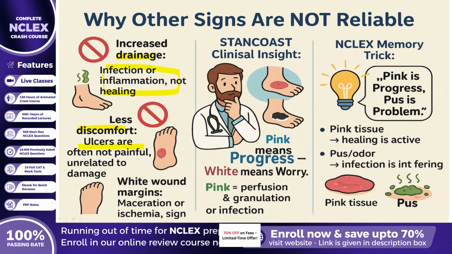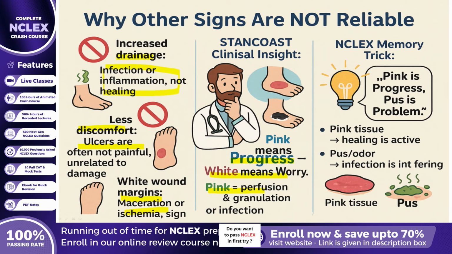Option D, white wound margins, should be seen as a warning sign. White or pale edges often indicate maceration, ischemia, or cell death rather than epithelial regeneration. Healthy wound margins should appear pink, moist, and slightly shiny, reflecting epithelial cell migration. To tie it all together, remember this essential Stan Coast clinical insight. Pink means progress. White means worry.